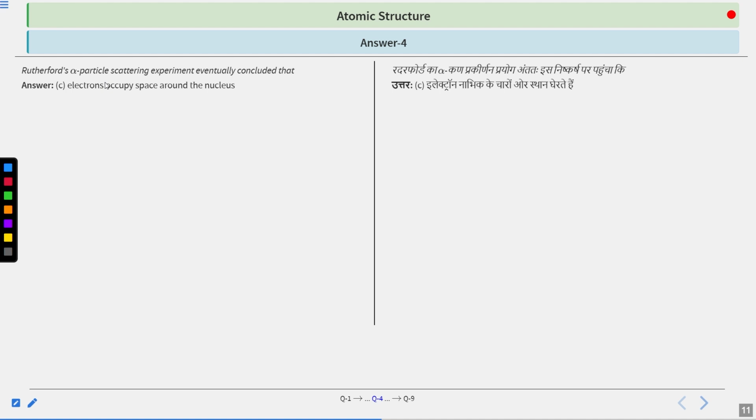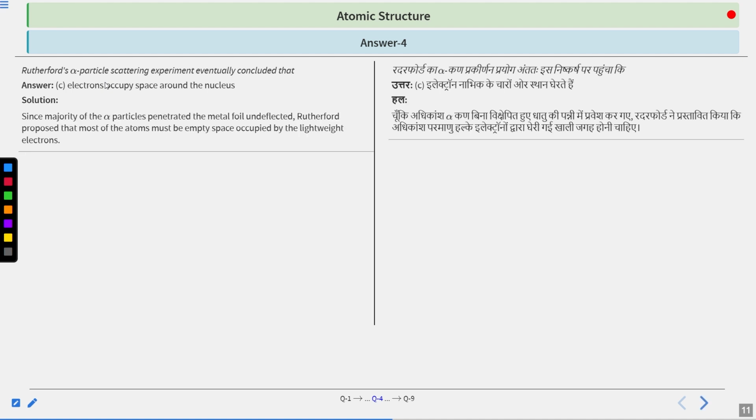So how can we say this? We can say this because we have seen that the majority of alpha particles which we were illuminating on this gold foil, most of them penetrated through the metal foil without any deflection. They have gone straight through it. The only reason they have gone straight through is that most of the atom must be empty space occupied by the lightweight electrons. So this is the reason.